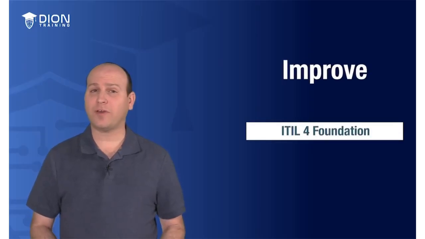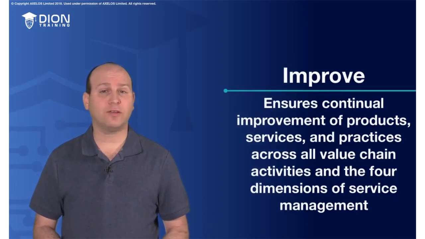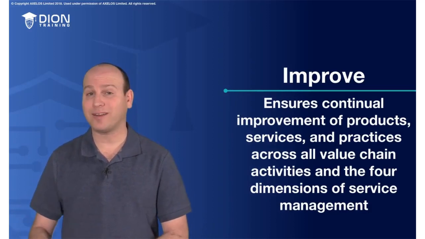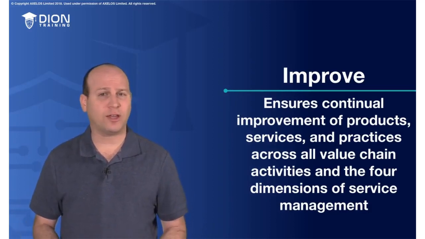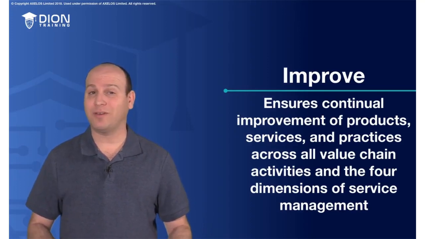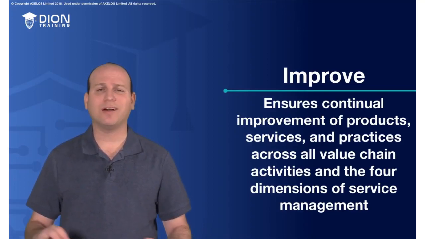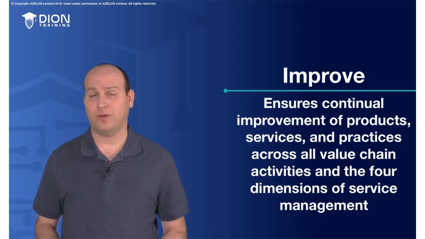Improve. The next value chain activity I want to focus on is the improve value chain activity. The purpose of the improve value chain activity is to ensure continual improvement of our products, services, and practices across all of our value chain activities and the 4 dimensions of IT service management. We take a lot of different inputs into the improve activity.